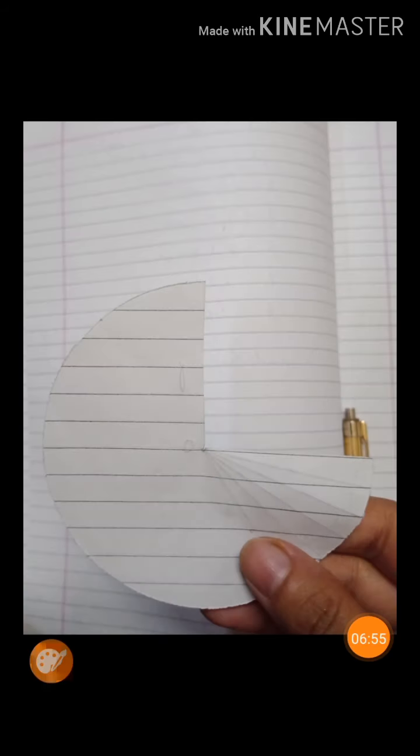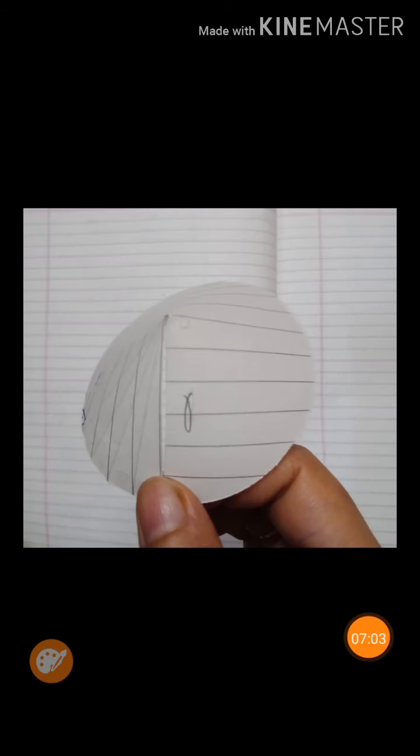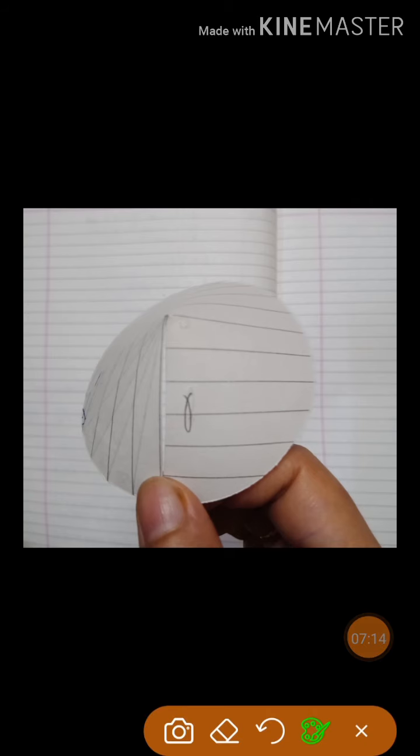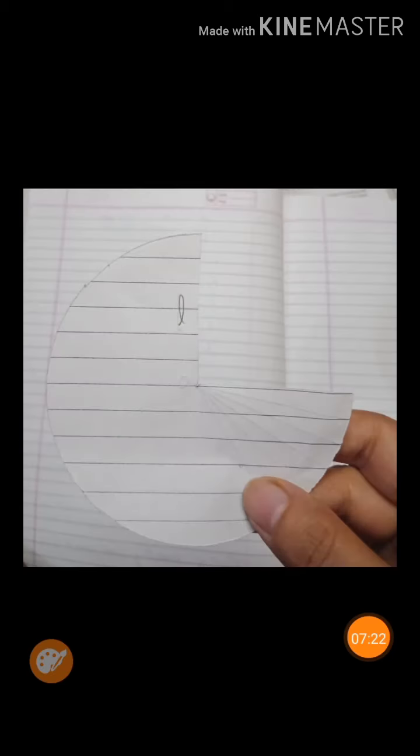See, this is a 3/4 circle. We have taken a 3/4 circle, and then we have folded it and it forms a cone. You can see it is a cone, and this is the slant height of the cone. So when we open it, the slant height will be there.